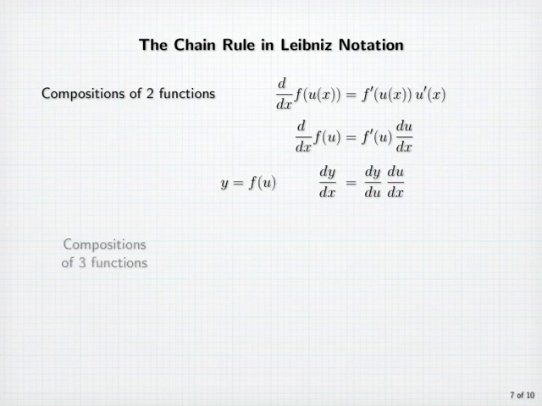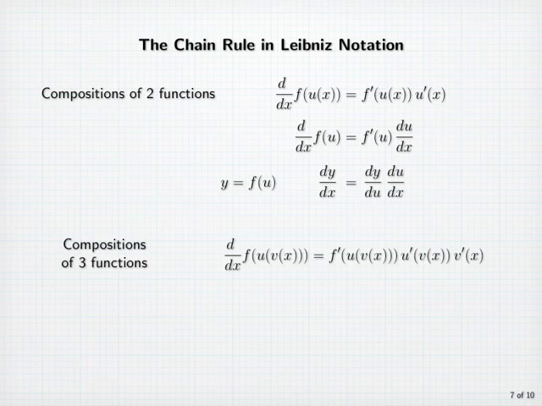For the composition of three functions, the derivative of f of u of v of x is f prime of u of v of x times u prime of v of x times v prime of x. Let's think of the function as a sequence of three steps. Given an x, we calculate v, or v of x, and from that value, v, calculate u, and then from u, we then calculate y.